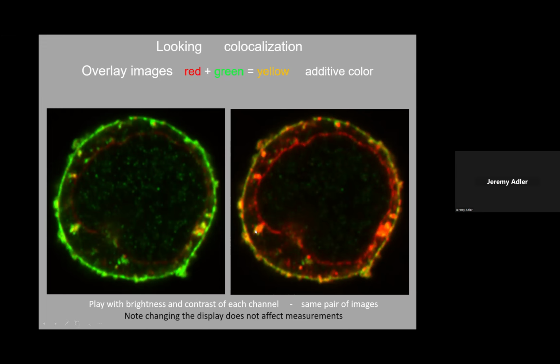But to start off with, the classic approach to looking at colocalization is simply to superimpose or overlay two images. The classic red plus green makes yellow. So here we're showing two pictures on that basis. Both contain a red and a green image, and when you immediately look at them, they appear to be different. But they're actually the same pictures, except that we've messed around a little bit with the brightness and contrast.